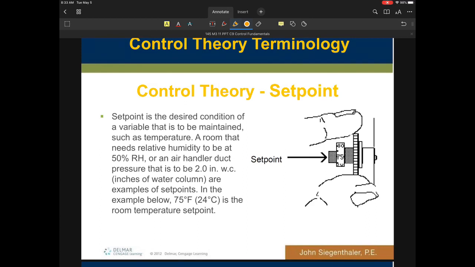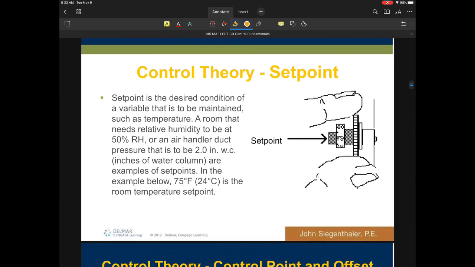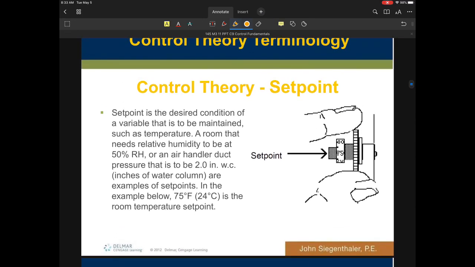The first one in our control theory terminology is going to be the simple set point. Now, we always figure the set point is what you are trying to maintain. I want my controlled variable to be maintained at X temp. I want my relative humidity maintained at this percentage. I want static pressure to be maintained maybe at 2 inches, as an example. These are all examples of what you want. So this is really what you'd like to have.